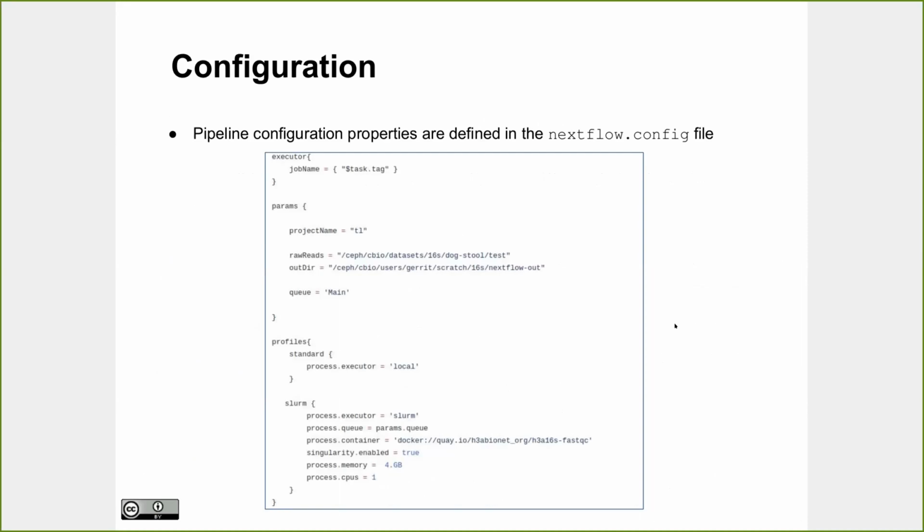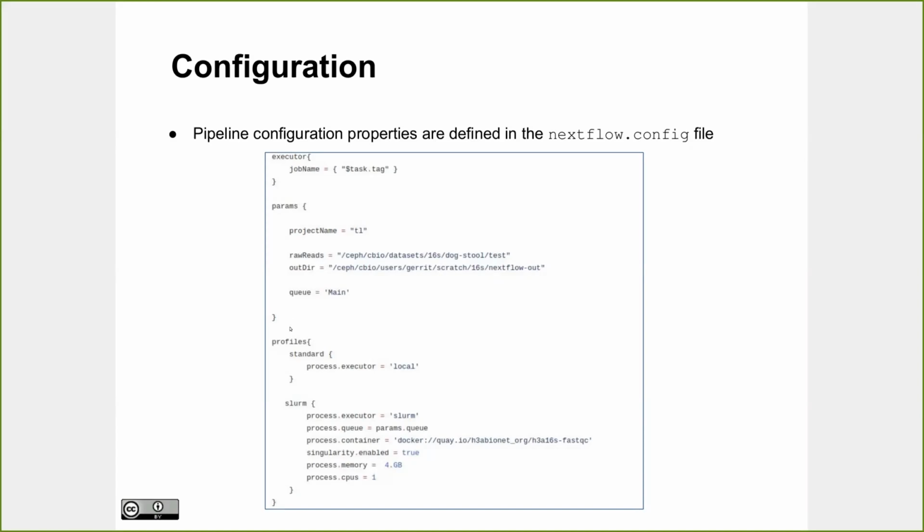With your main Nextflow script, you also have the configuration file where you do specifications for settings happening in your main script. The configuration properties are defined in the Nextflow config file. It's split up in different scopes. So you've got the executor scope. In here, you specify the tag name or the job name. You've got the params scope where you specify the project name, the file path for the input reads and the output directory, and also the queue that it needs to use.